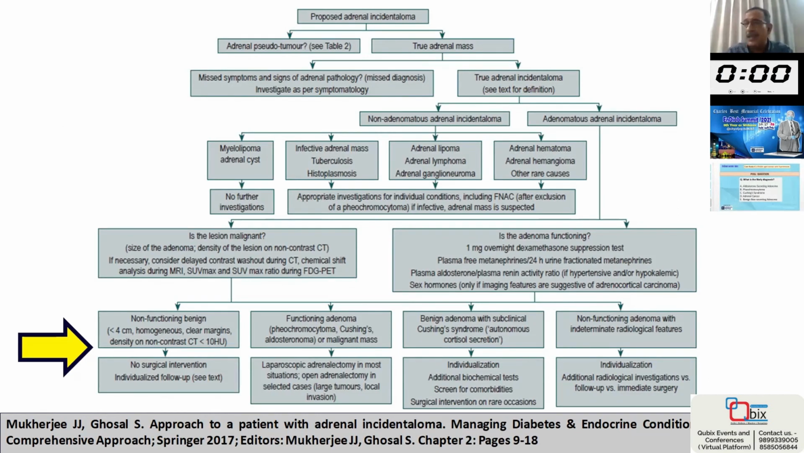Number 2, if you see a mass in the adrenal, the knee-jerk reaction is to do an FNAC. Please don't do an FNAC in an adrenal mass. Refer to an endocrinologist. Exclude a phaeochromocytoma. Only then, if you think an FNAC is required, do an FNAC. With that, I will stop.